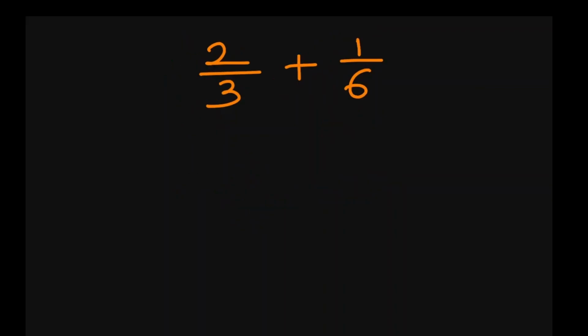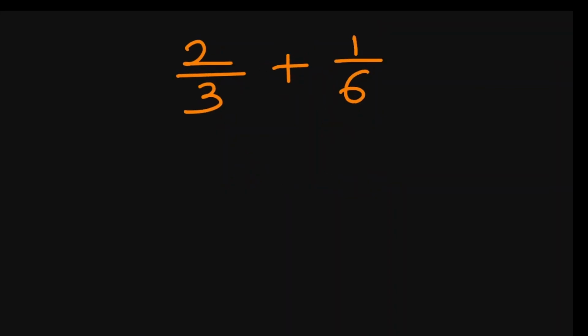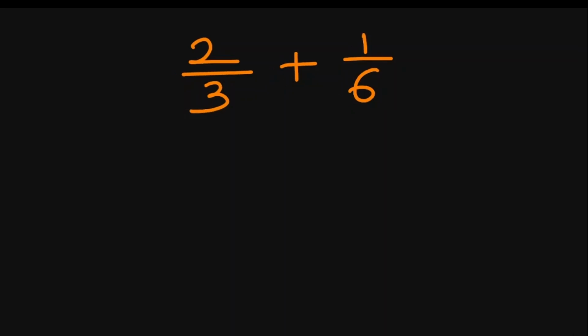Now look at this example on the screen. 2 over 3 plus 1 over 6. This is a classic case of adding fractions without the same denominators. So what do you do in this kind of case? You have to find a way to force them to have the same denominator. There are 2 ways to do this. The first way is the most common way used in most high schools or secondary schools all over the world, and that is the method of the LCM.